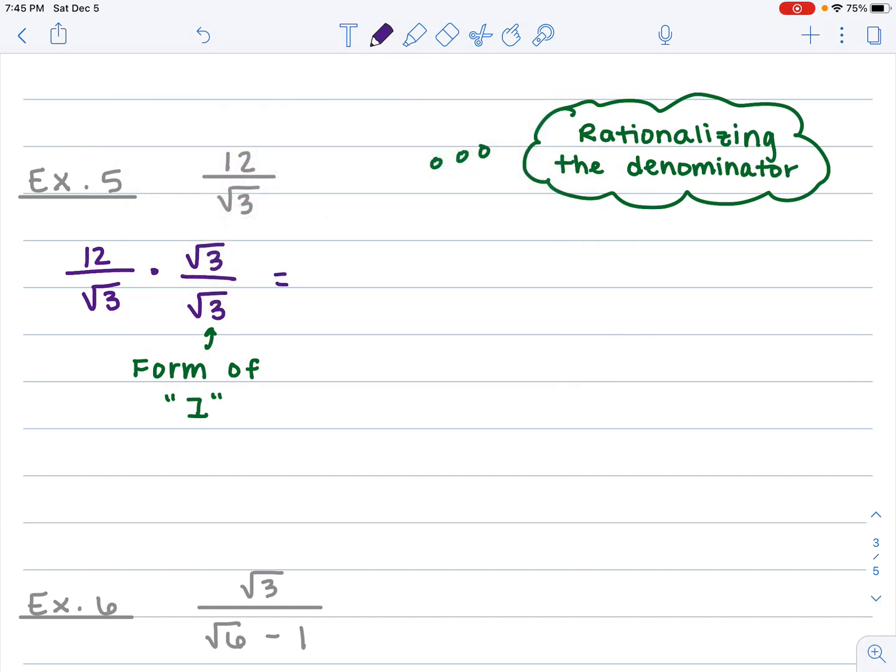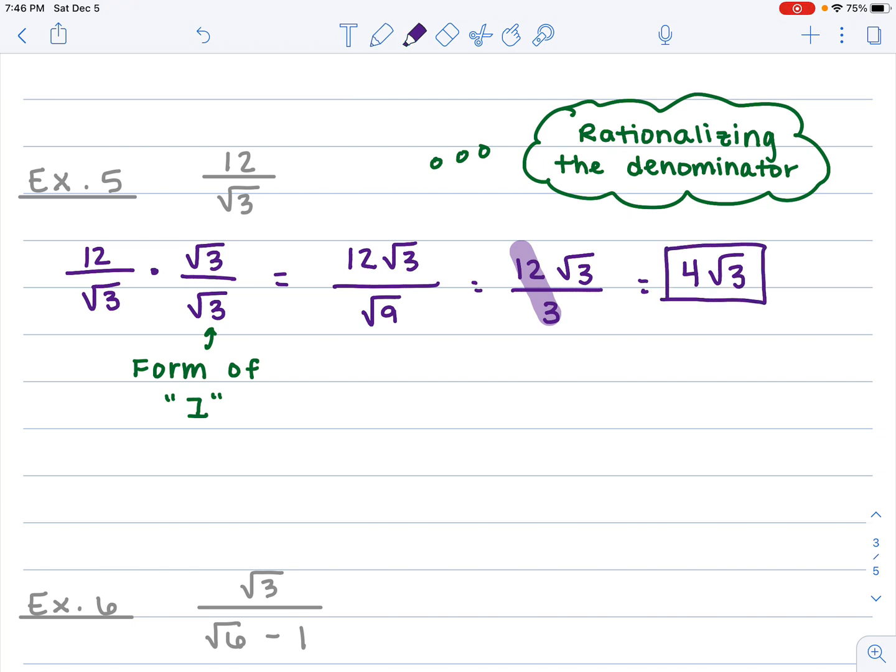If I do this, I'll multiply the top together. So 12 times radical 3 would just be 12 radical 3. Radical 3 times radical 3 would be radical 9. I know that radical 9 becomes 3. So I've got 12 radical 3 divided by 3. And then we look at these outside numbers, that 12 and 3. 12 divided by 3 is 4 radical 3.